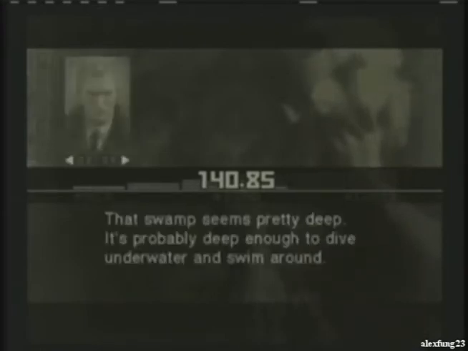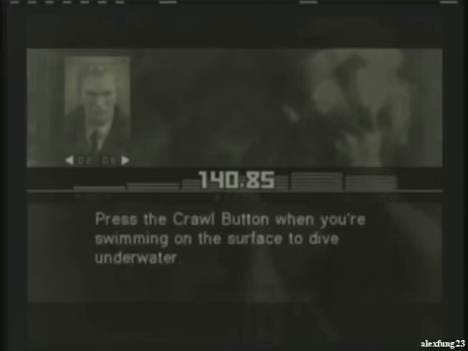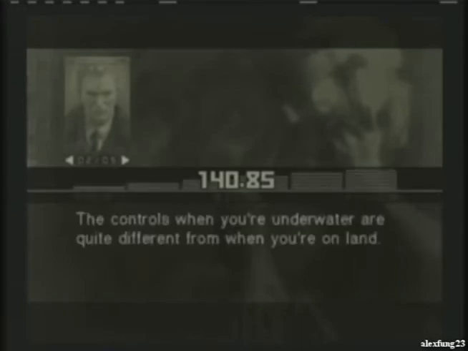That swamp seems pretty deep. It's probably deep enough to dive underwater and swim around. Press the crawl button when you're swimming on the surface to dive underwater. The controls when you're underwater are quite different from when you're on land.